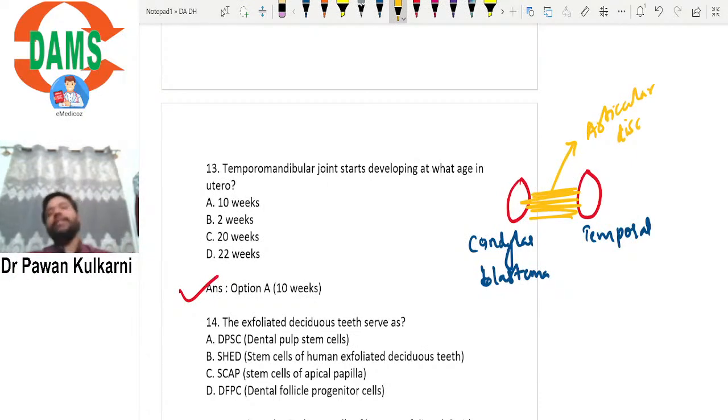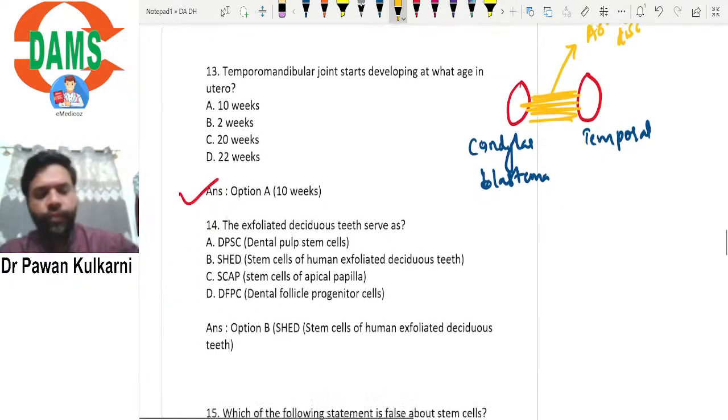So condylar blastema will result in condyle. Okay. Temporal blastema will give rise to glenoid fossa. The tissue in between will result in articular disc. So we have to remember that these condensations are called as blastemas. So all this formation of TMJ begins around 10 to 12th week of intrauterine life.